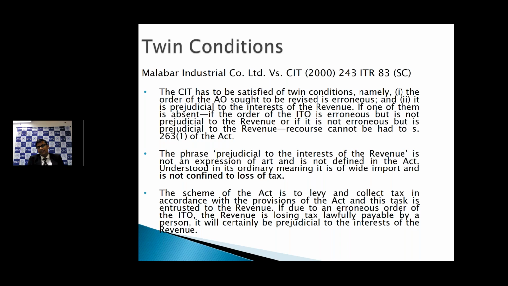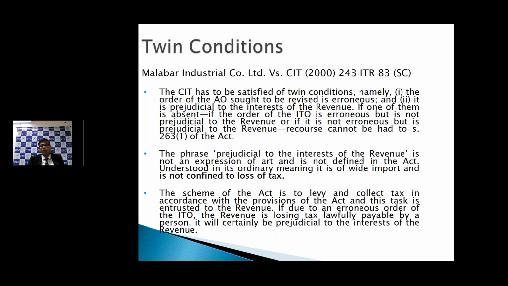Now this Malabar Industrial Company Limited, this can perhaps be considered as the landmark judgment as far as section 263 is concerned. Very beautifully the Supreme Court has held that the twin conditions for invoking 263 jurisdiction are that the order should be prejudicial to the interest of revenue as well as the order should be erroneous. These two are the cumulative conditions. Erroneous order insofar as it is prejudicial to the interest of the revenue. If one of the two is satisfied but the other one is not satisfied, so for example, an order is erroneous but it is not prejudicial to the interest of revenue, or vice versa, that it is prejudicial to the interest of revenue but it is not erroneous, then recourse cannot be had under section 263.